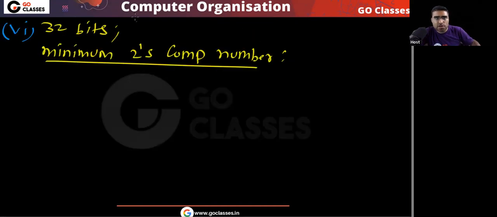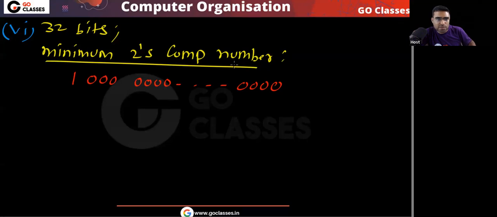This is what I want. If I want the minimum 2's complement number, this we have seen in digital logic. I told you in digital logic how to create the minimum 2's complement number. What to do? Very simple. First of all, put the sign bit equal to 1 and the remaining all will be 0. Yes or no? Do you remember this? This we have already seen in digital logic.